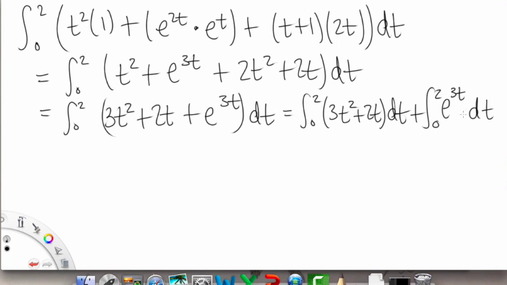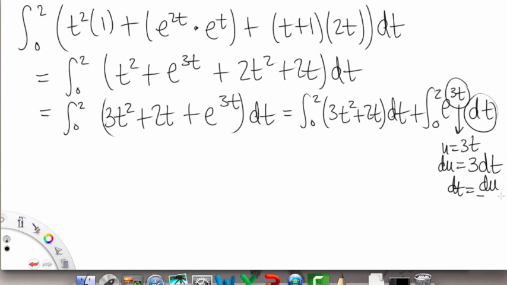So we can use u substitution. Using u substitution, we get u equals 3t, and then du equals 3dt. We'll get dt by itself so we can plug it right in, so that's du over 3. We'll continue solving on the next line. Then I'll actually integrate that.